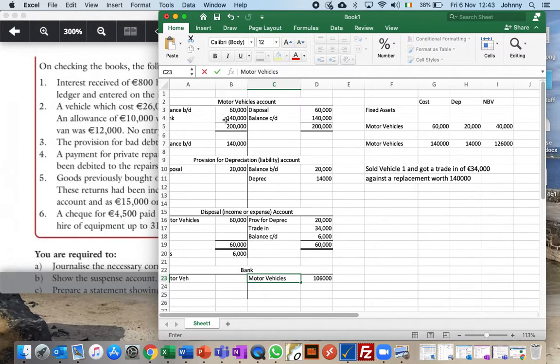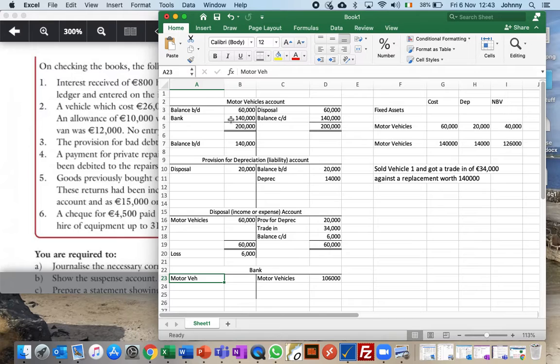And this figure up here that I've got for 140 at the top, that 140, and I know I've called it bank, but it's actually bank plus the trade-in. So this trade-in of 34 and this figure from bank, those two added together is my motor vehicles. And that's where that 140 comes from. Hope that makes sense for you.